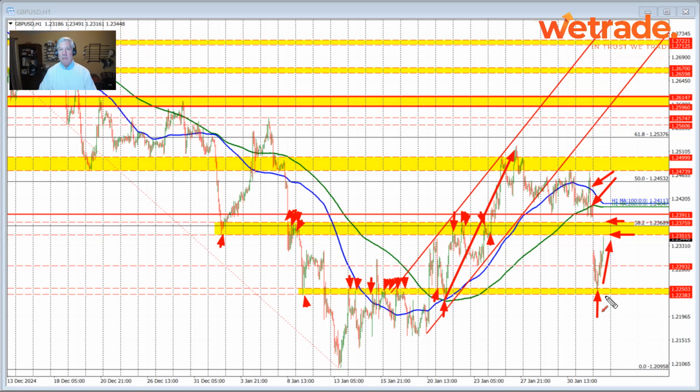So this area right here between 1.2238 and 1.22503 did its job, and it's helped to force the price back up toward the resistance right here. This area is going to be the level that we've got to watch. If it goes above it, it's more bullish. If we stay below it, then we could see a rotation back to the downside for this sterling versus US dollar.